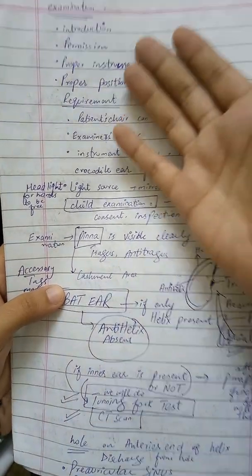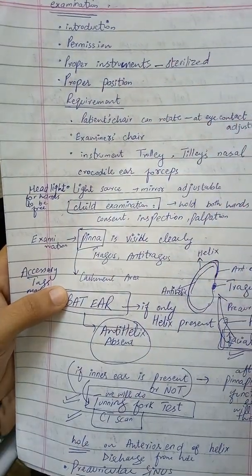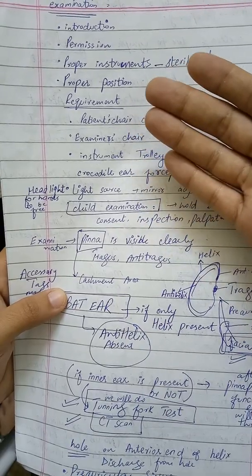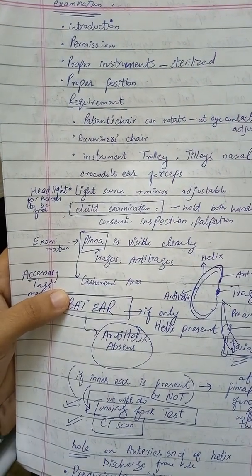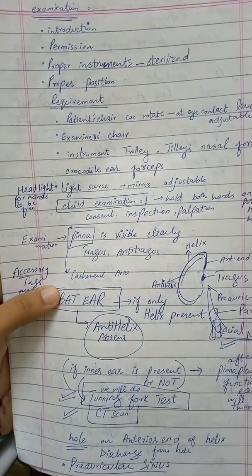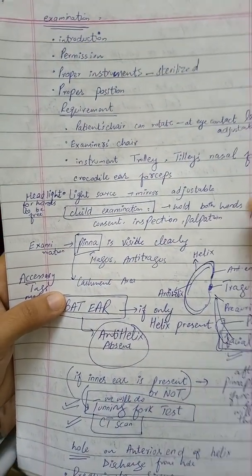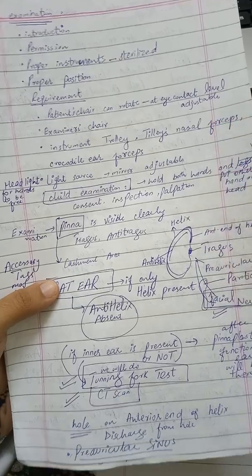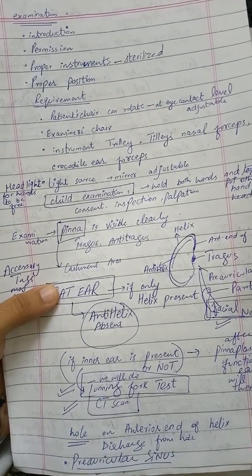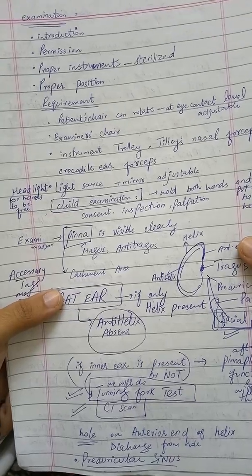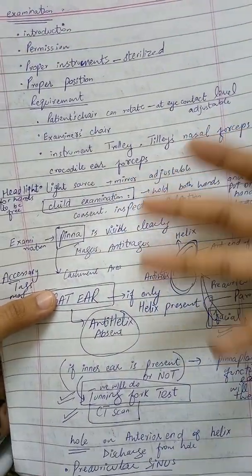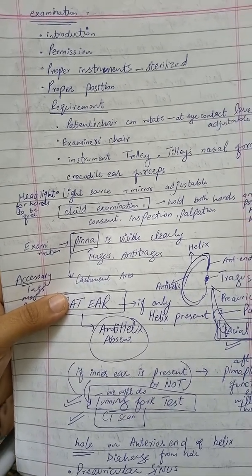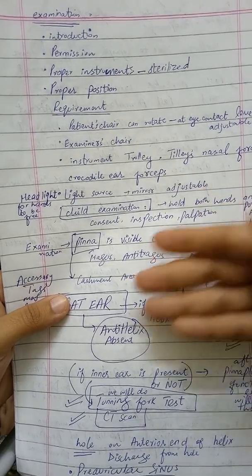In general examination, there is introduction first of all, then the permission from the patient, and proper instruments should be sterilized, and proper position of the doctor in relation to the patient. The patient chair should be rotatable. Patient should be at eye contact level with the doctor or the examiner, and the instrument trolley is present in that room, and the nasal forceps, Tilley's nasal forceps and crocodile ear forceps in instruments are included, and then headlight for both hands to be free, light source and mirror adjustable in the case of headlight.